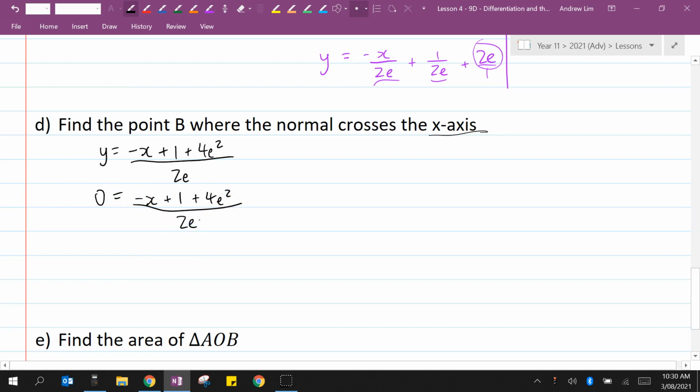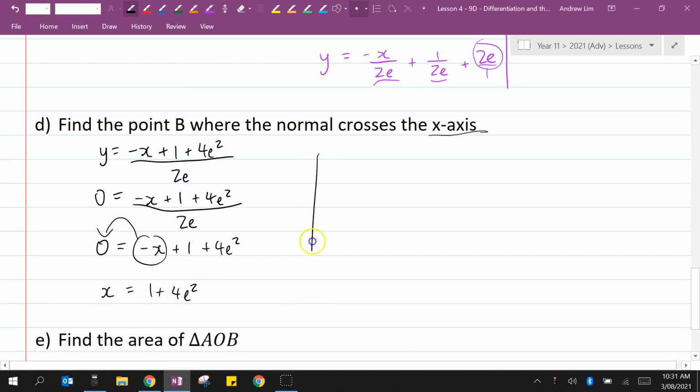Now, in order for a fraction to equal 0, the numerator has to equal 0. Or we can just multiply both sides by 2e. If we multiply both sides by 2e, we get 0 is equal to negative x plus 1 plus 4e squared. Well, we want to work out the point where the normal crosses the x-axis. So we want to know what the x-intercept is. We want to know what x is equal to. So I'm just going to move that to the other side. So x is equal to 1 plus 4e squared. And that's it.